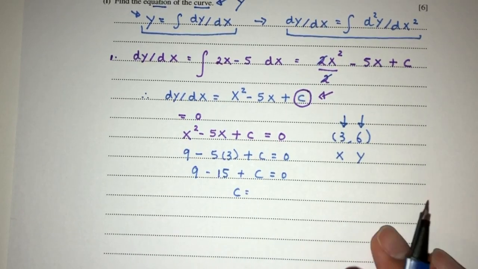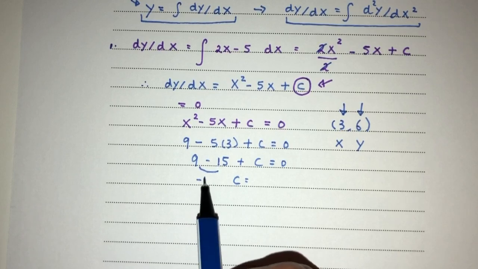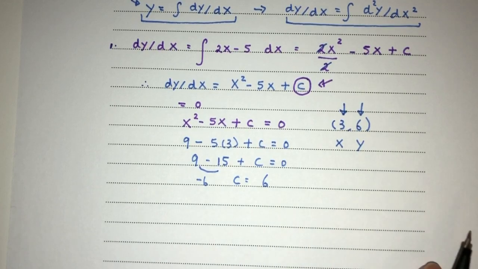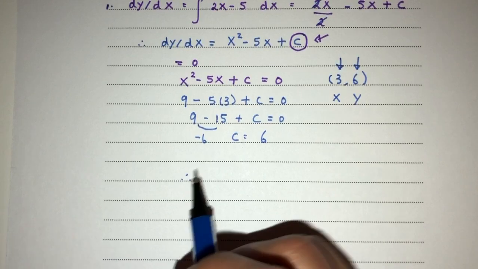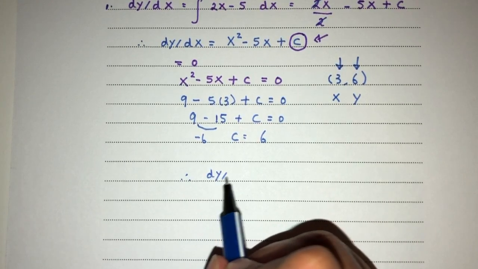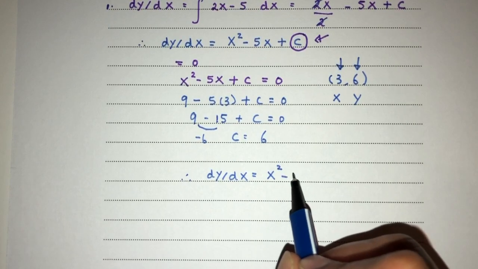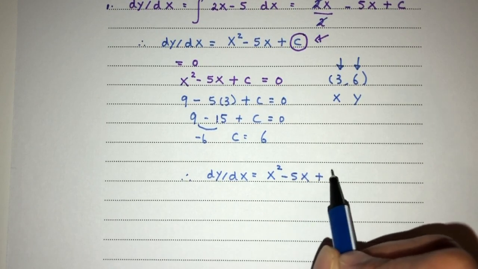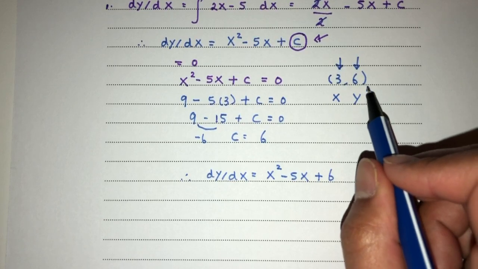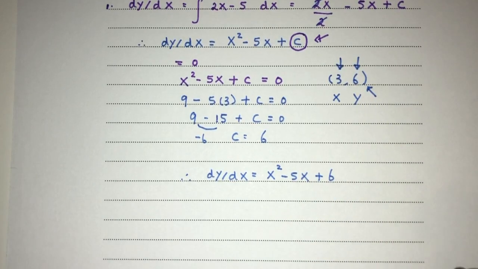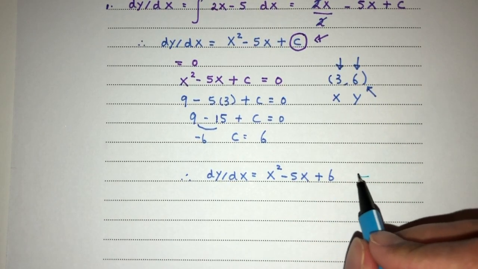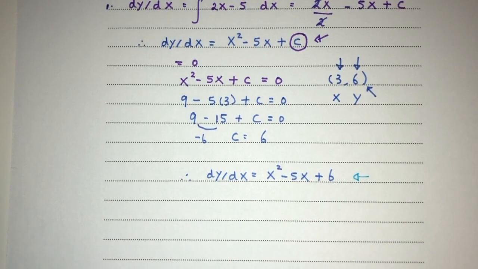C has to be, this is what? This is minus 6, send this over here, becomes 6. So here we have dy by dx is equal to x squared minus 5x plus 6, which was pretty obvious, should be this one, obviously. I don't know why I didn't see that, but okay, no big deal. That is your dy by dx.